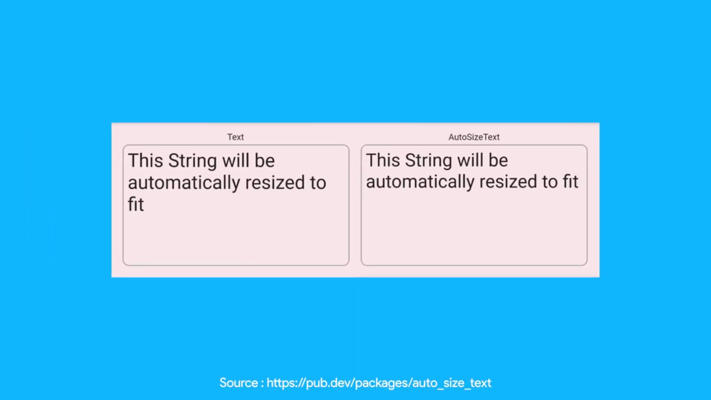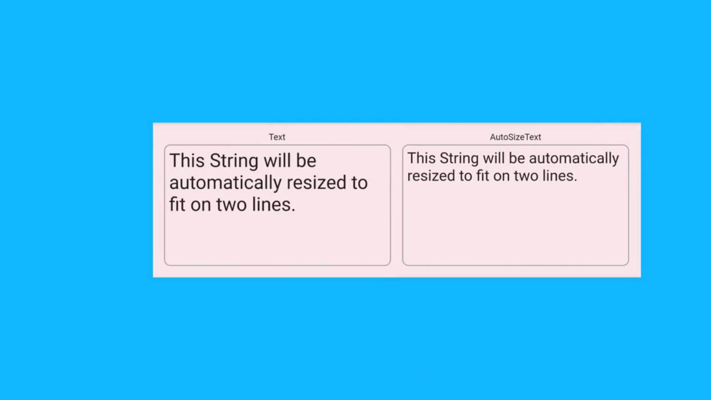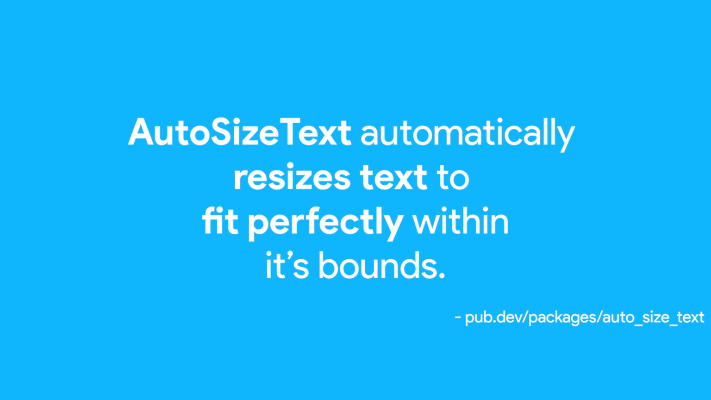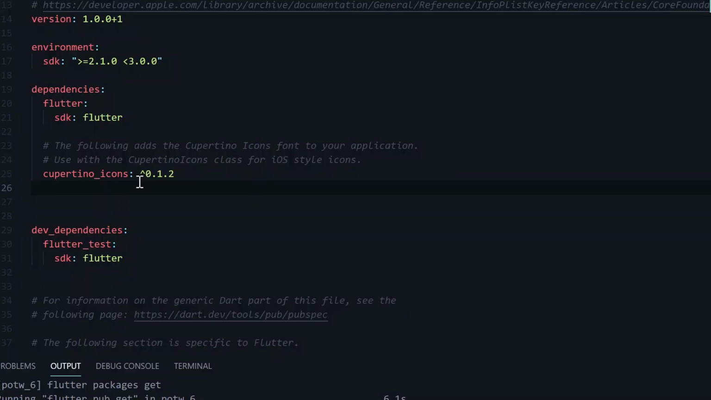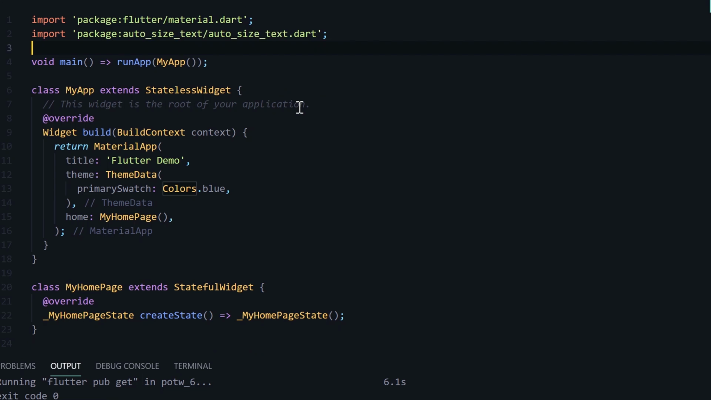Alright, check this out. Want text that auto sizes to fit within certain constraints like this? The AutoText package automatically resizes text to fit perfectly within its bounds. To start using it, add AutoSizeText to your pubspec.yaml. Then import it.